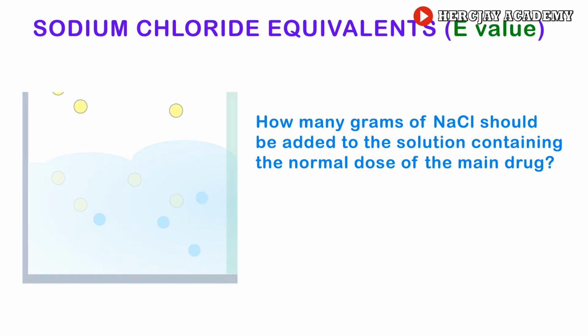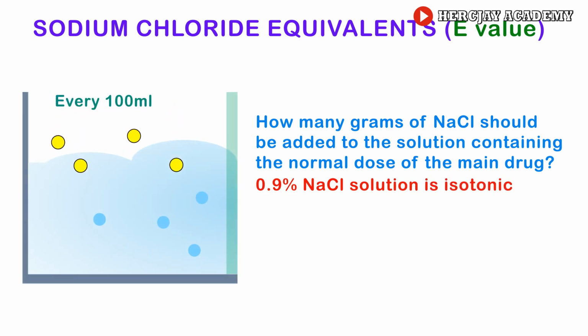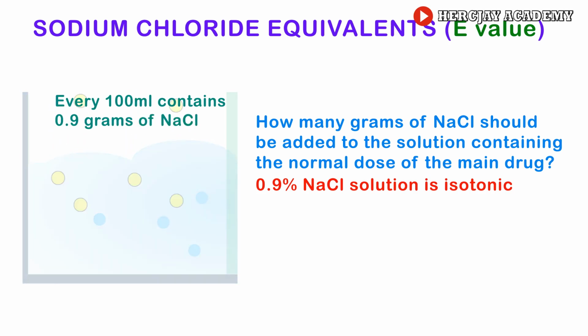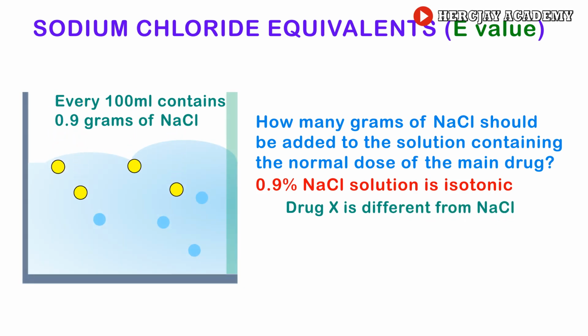So, what do we do? We start from what we know. 0.9% sodium chloride solutions are isotonic. This means that in every 100 ml of that solution, you will find a total of 0.9 grams of sodium chloride. Now, let us say that we want to prepare 100 ml of drug X and make it isotonic. Adding 0.9 grams of drug X to 100 ml of the solvent will not necessarily make the solution isotonic because drug X is different from sodium chloride. It has its own quantity that should be added to 100 ml to make an isotonic solution.